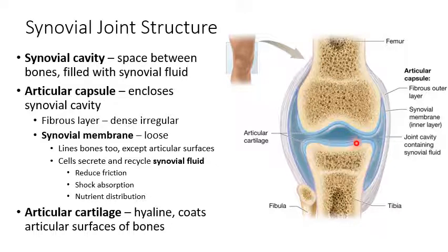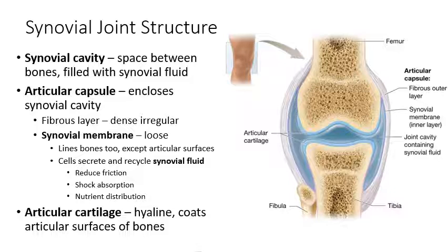So at the actual articulating surfaces of the joint, you have this thicker blue articular cartilage, and then away from the articular surfaces, you have the bone lined with synovial membrane that is continuous with the synovial membrane lining the interior of the articular capsule. The synovial membrane is responsible for creating the synovial fluid that fills up the cavity inside the articular capsule, which is called the synovial cavity.